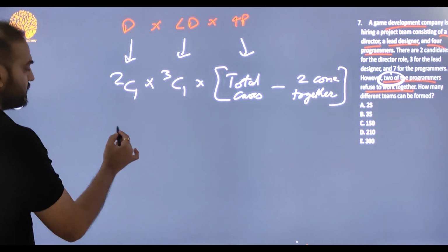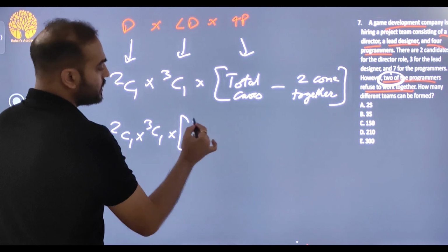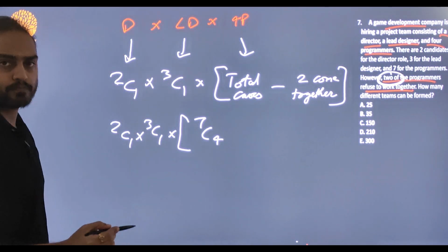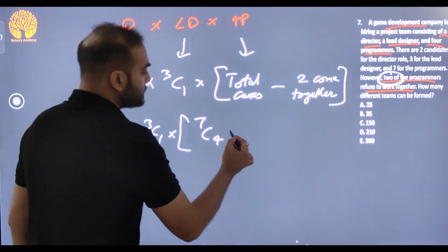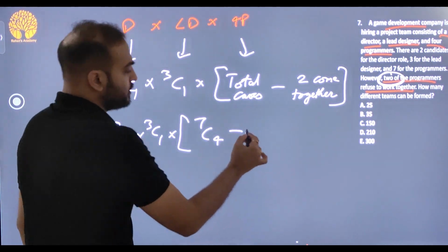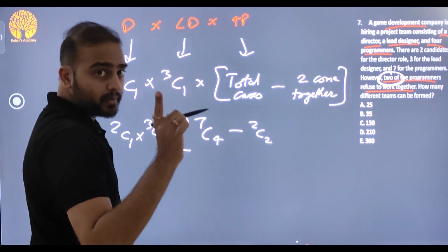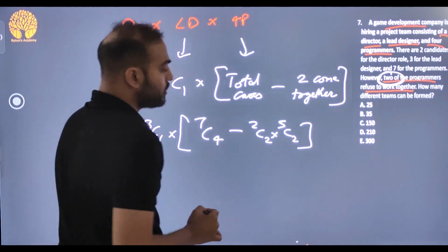Okay, so this remains 2c1, this remains 3c1. Total cases is, from 7 programmers I pick any 4, minus the 2 have to come together, so those 2 are already selected. Remember, the team is not made yet. I need from the remaining 5, 2 more.